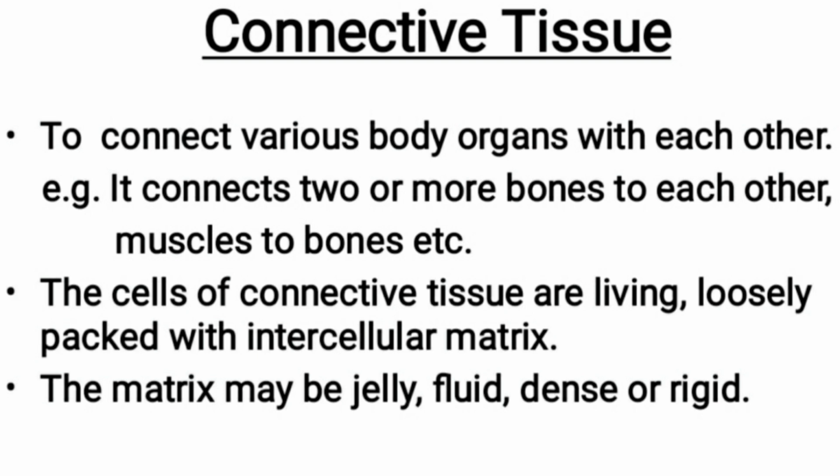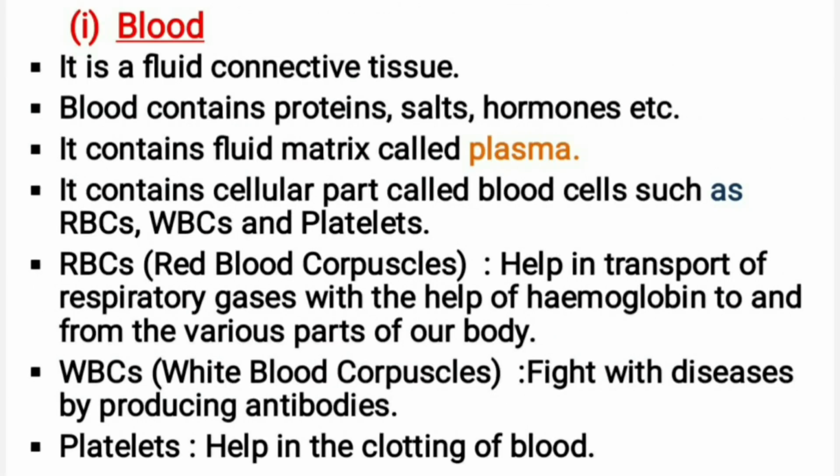First of all, about blood. It is a fluid connective tissue that links different parts of the body. It contains fluid matrix called plasma and cellular part called blood cells. Blood cells are RBCs, that is red blood corpuscles, WBCs, white blood corpuscles, and platelets. Plasma contains proteins, salts, and hormones.